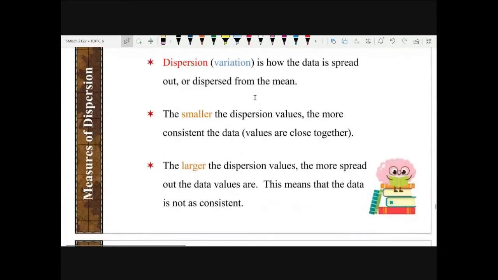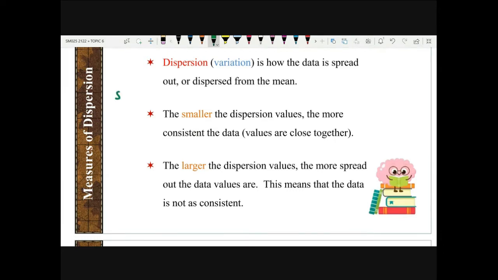Okay, so what is dispersion? Dispersion, or as I said before, the standard deviation, is how the data is spread out or dispersed from the mean. Itu bahasa cantik dia lah. Bahasa pasar kita, standard deviation selalunya orang akan cakap, oh find standard deviation. But then you didn't really know what is actually standard deviation.